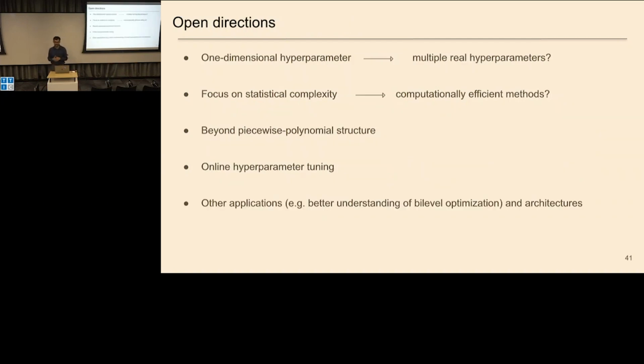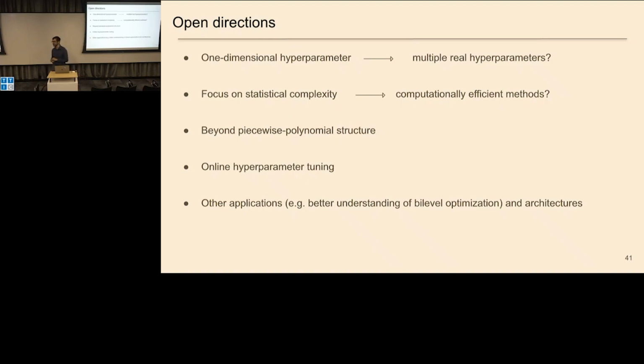There are a bunch of open directions. We definitely care about extending these results from one dimension to multiple real hyperparameters, right? Why just select a single activation function? Why not select different activation functions for different nodes? That's a very natural, immediate question to ask, and it's already fairly technically challenging to work out the case for a single hyperparameter. So you potentially want even more powerful techniques to work out the multiple parameter case. We focus on the statistical complexity, and in other works we worked out computationally efficient methods, but that usually lags behind in this data-driven field.